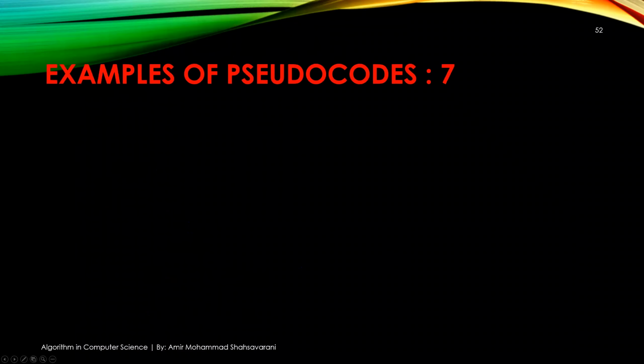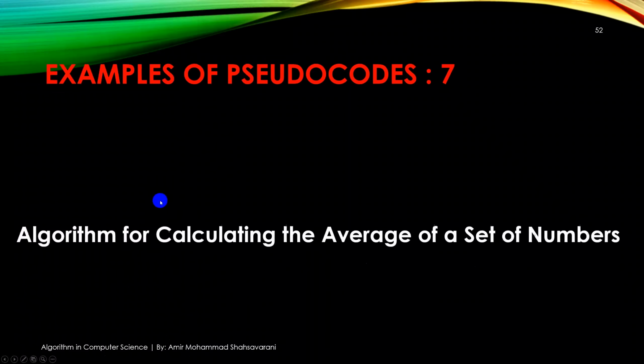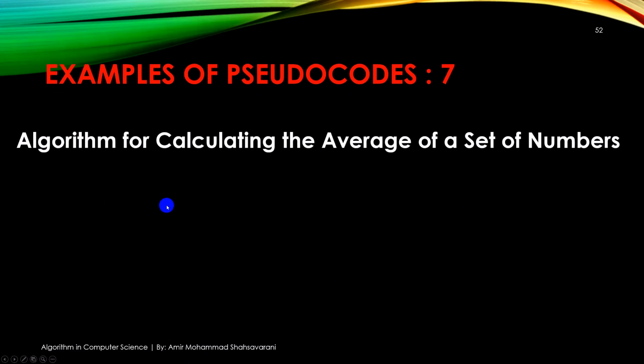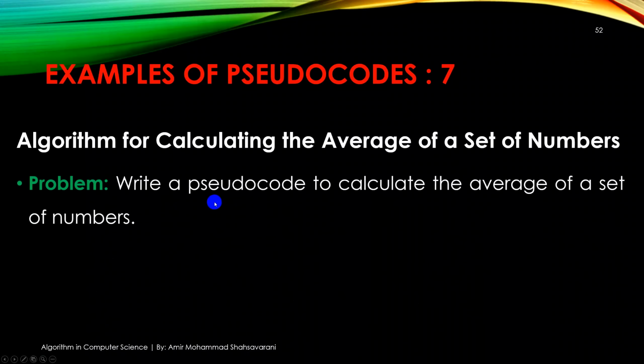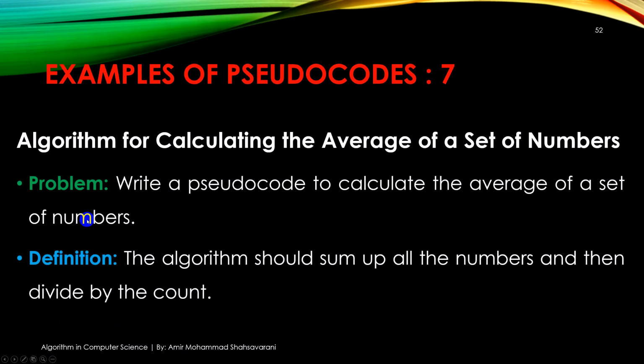Good. Our seventh example comprises an algorithm for calculating the average of a set of numbers. So, write a pseudocode to calculate the average of a set of numbers, calculating all the numbers in our set. The definition is the algorithm should sum up all the numbers and then divide by the count, because we want to have the average. Good. What shall we do?